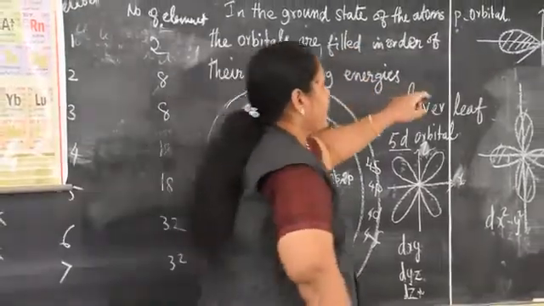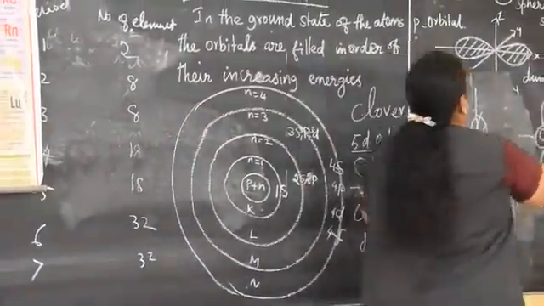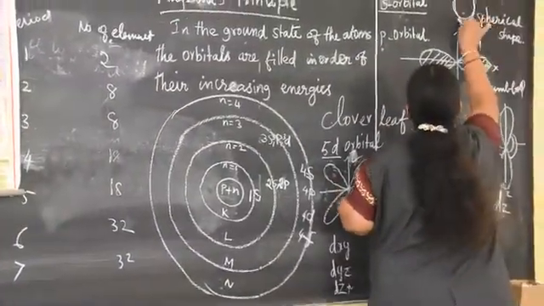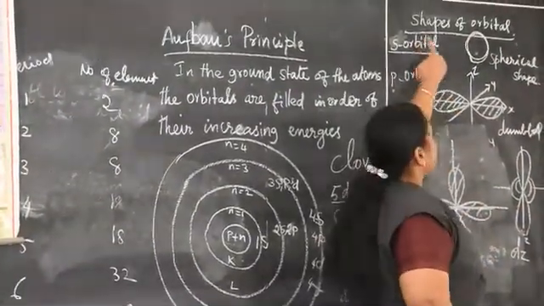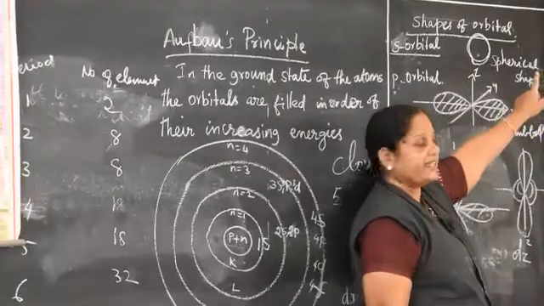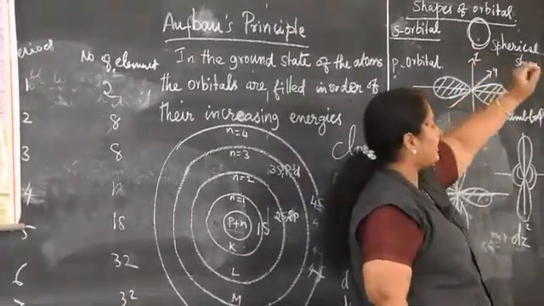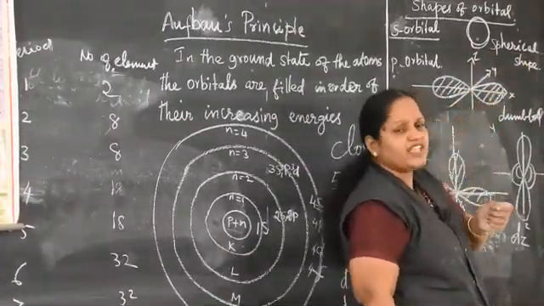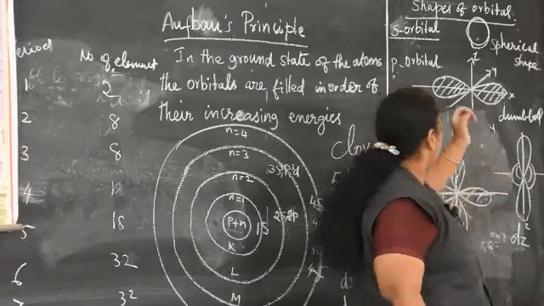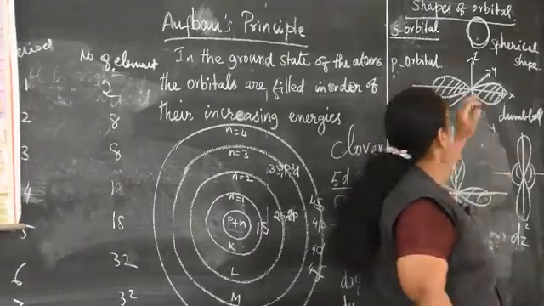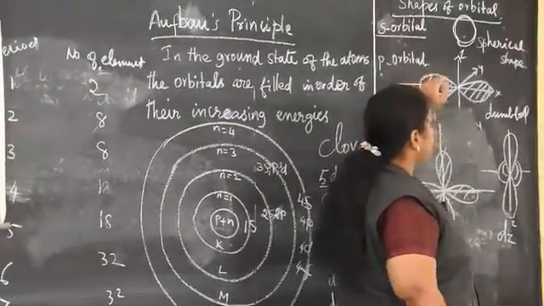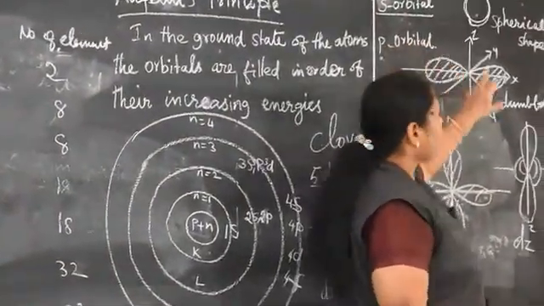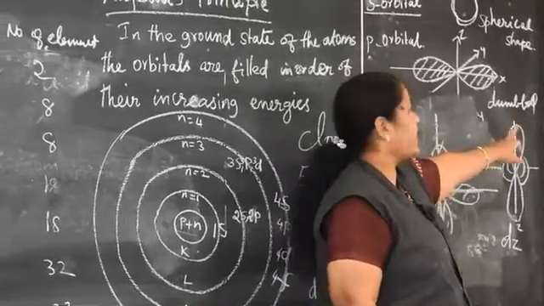Before discussing this topic, we want to have a little idea about the shapes of orbitals. The s orbital is spherical in shape and non-directional in nature. We will discuss it in detail in our 11th standard portion; I give only a little idea about the shapes of orbitals. What is the shape of the p orbital? Dumbbell shape.